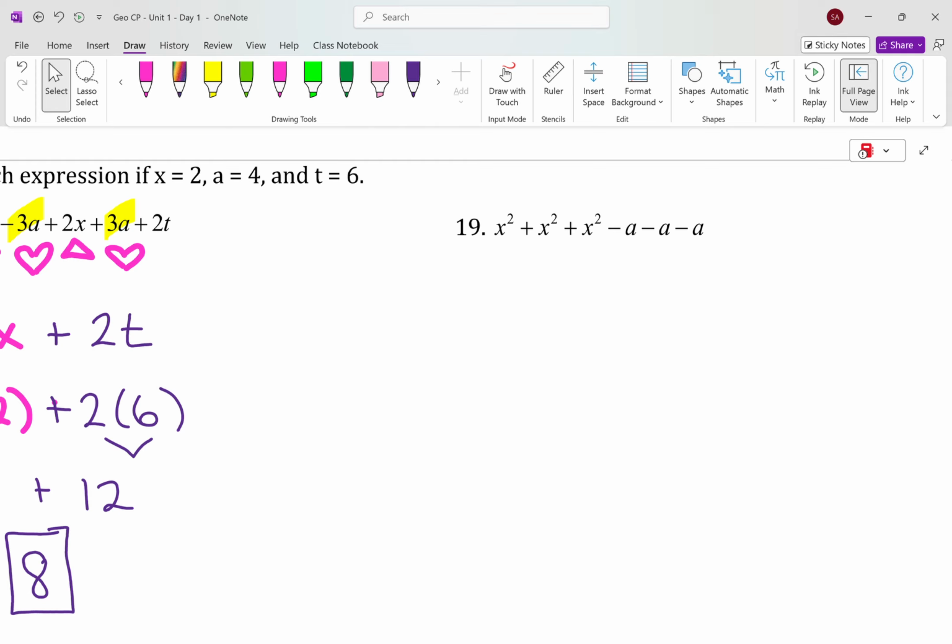Wait, I don't think I did this right. No, because remember, with the like terms, you only add the numbers in front and you leave the exponent the same. So 1x squared plus 1x squared plus 1x squared is a 3x squared. Perfect. They told me this one.